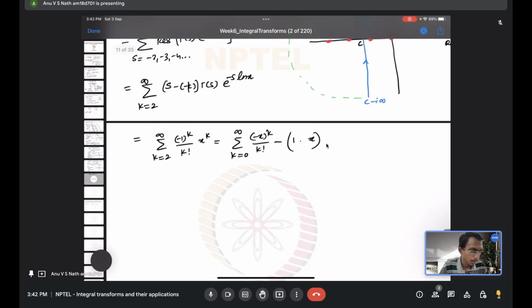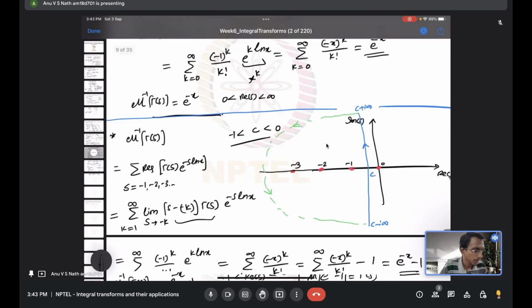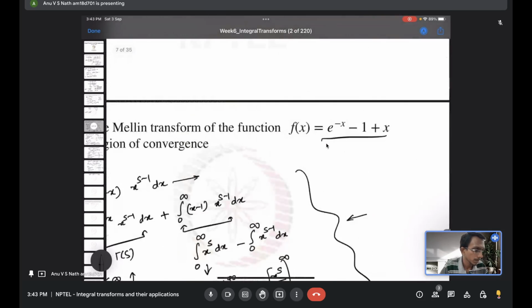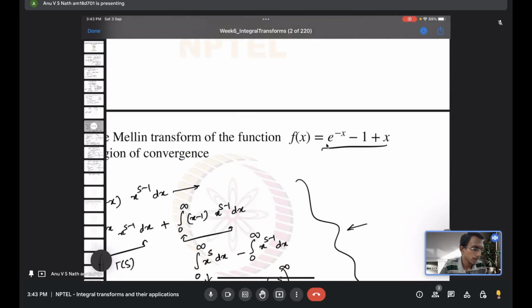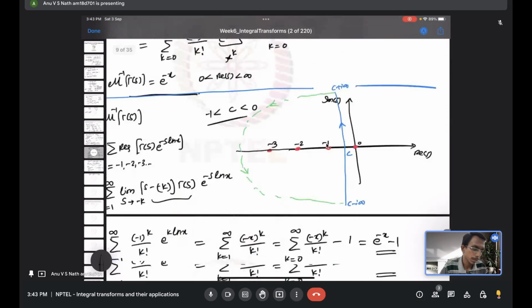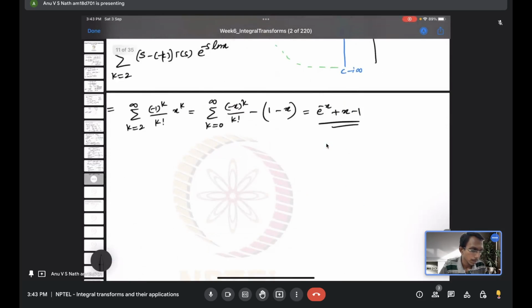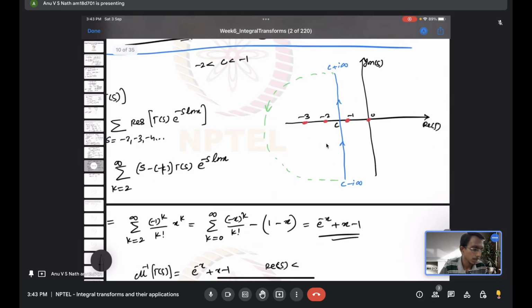So now the first term is exponential of minus x, then you have plus x minus 1. That's what we are asking in the question, right? Exponential of minus x plus x minus 1. So we obtained here that the Mellin inverse of the gamma function is equal to exponential of minus x plus x minus 1, where the real of s now lies between minus 1 and minus 2.